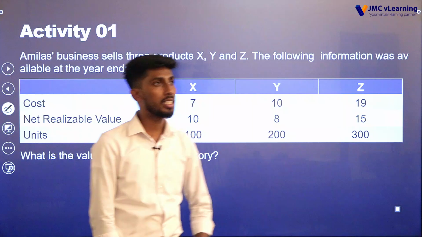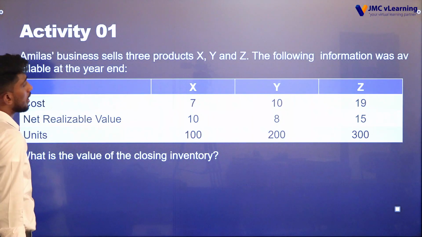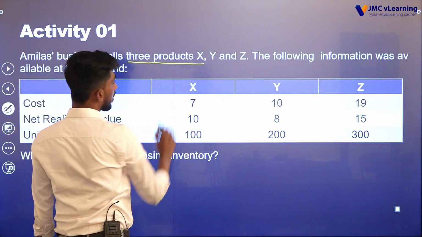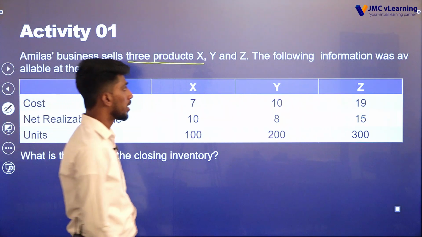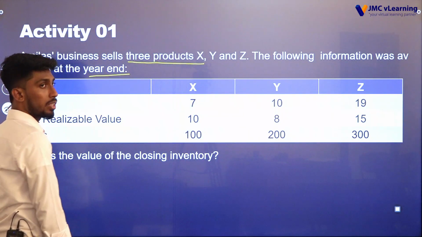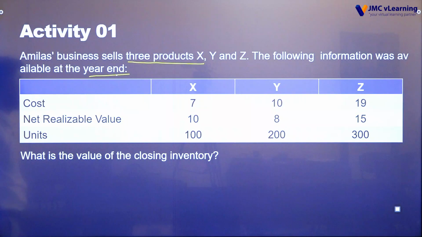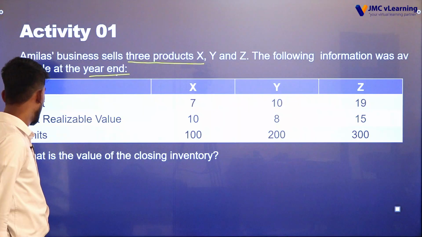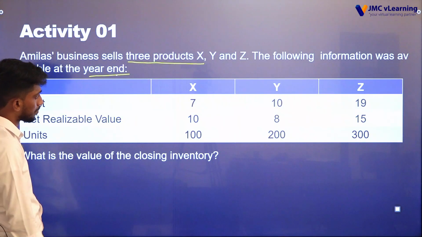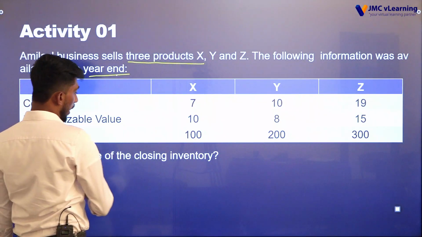Okay. Now, let us try a small question. Let us read. Amila's business sells 3 products, product X, Y and Z. The following information was available at the year end. The 3 goods are there, X, Y and Z. You are given the cost, the net realizable value and the number of units. You are required to value the closing inventory.